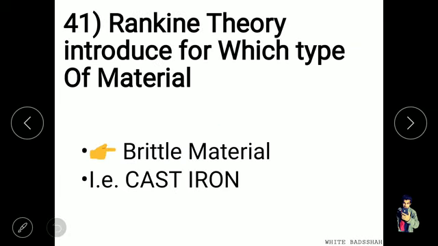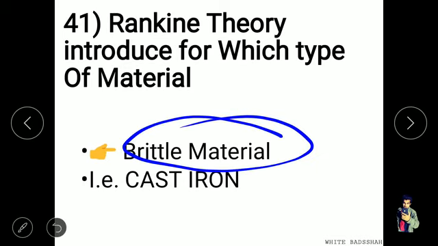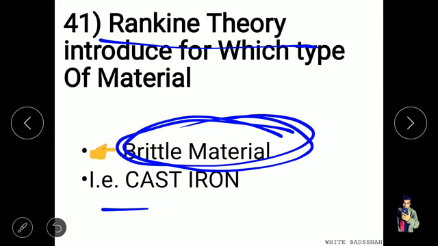Now the Rankine theory is introduced for which type of material? For brittle material. The Rankine theory is for brittle material, and an example of brittle material is cast iron.